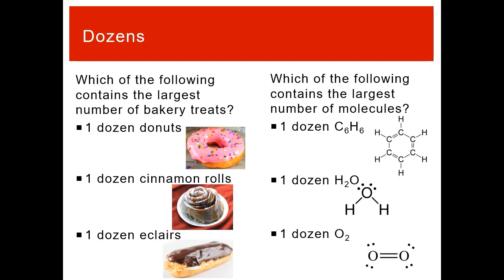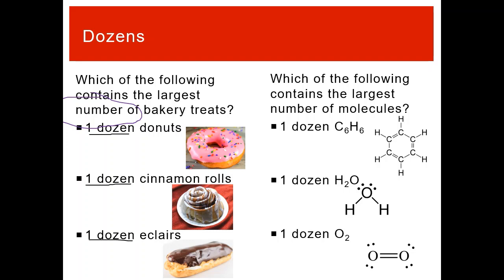And so when we think about this idea, we know that when we look at this definition, 1 dozen means 12. And so if all we care about is the number of bakery treats, all of those contain the same amount, 12, 12, 12. So they all contain the same. When we use these sorts of counting units like dozen, it doesn't matter what we are counting, we always have 12 of them.